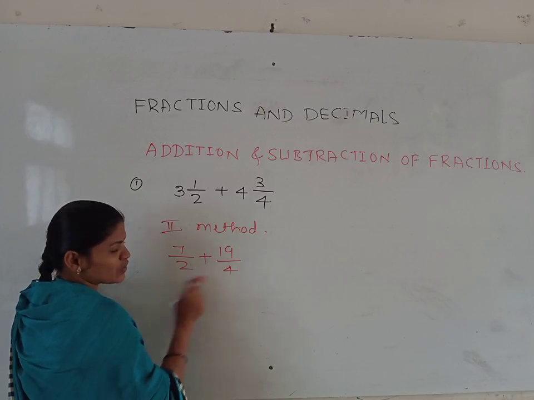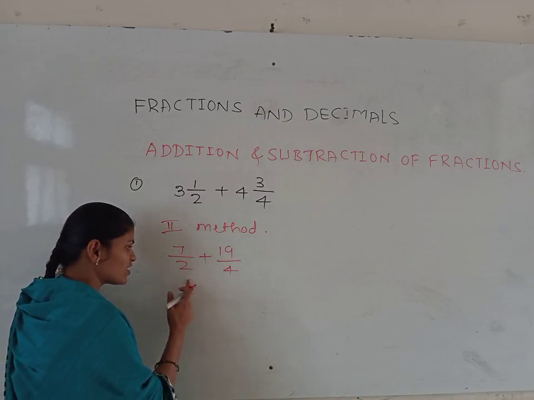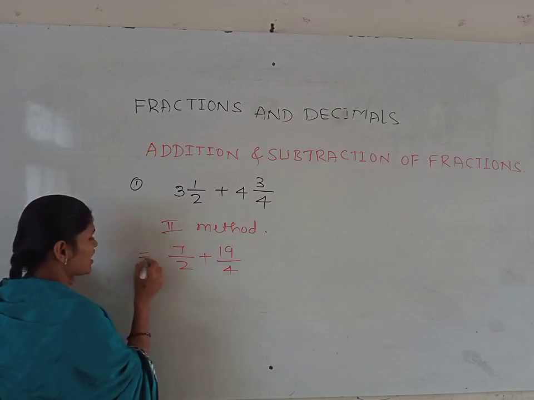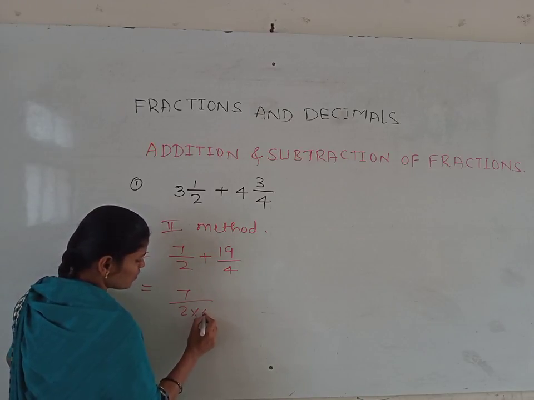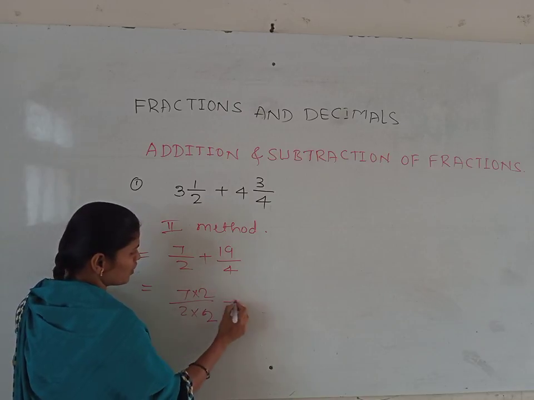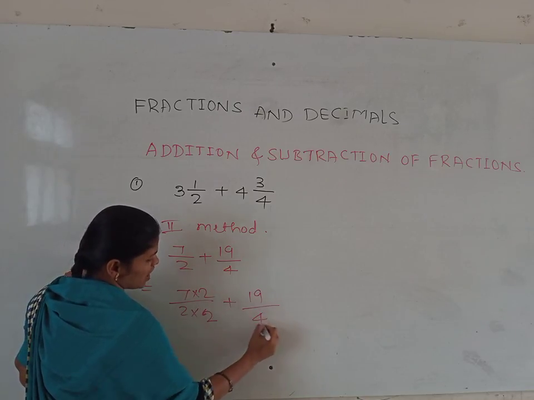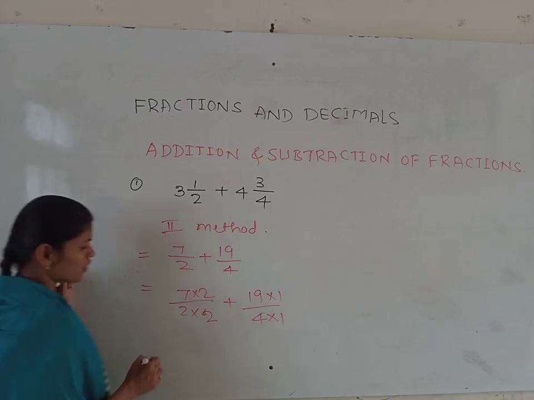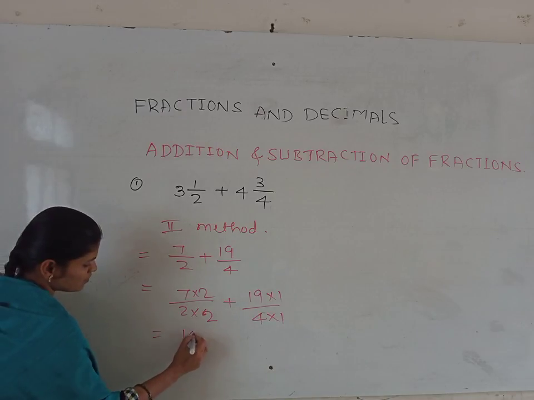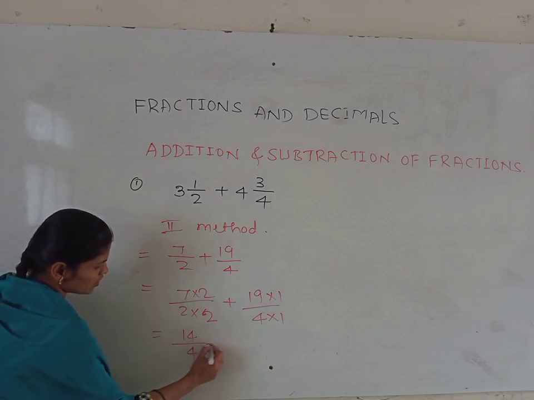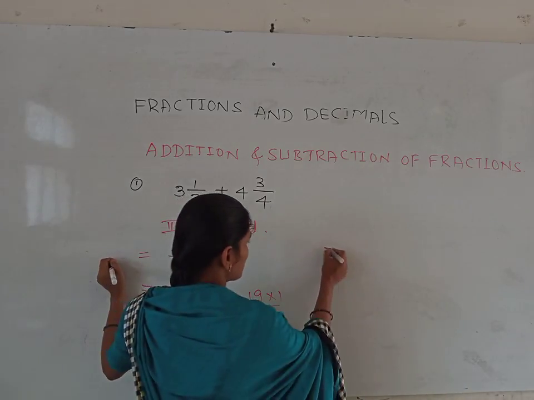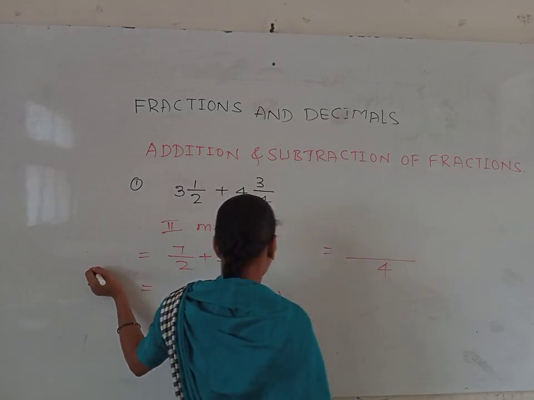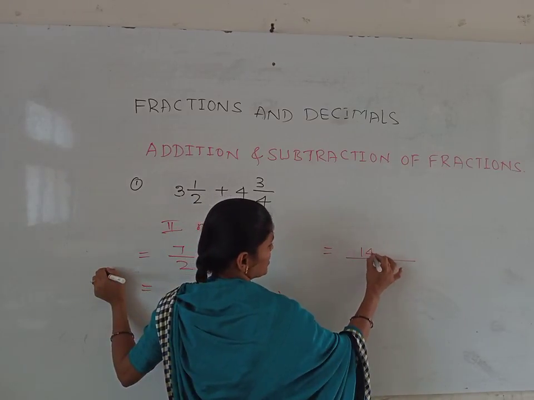Now you have two improper fractions. Now make the denominators the same, then we can add. What is the LCM of 2 and 4? 4. So 2 2s are 4, then 4 1s are 4. 7 2s are 14 by 4, plus 19 1s are 19 by 4. Now the denominators are the same, just keep the denominator as it is. 14 plus 19.